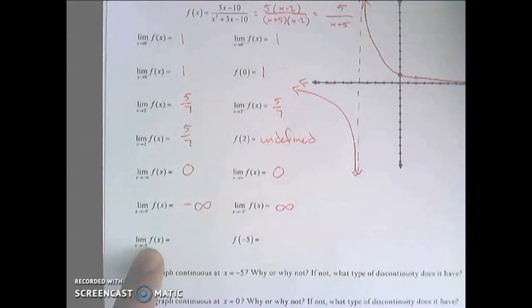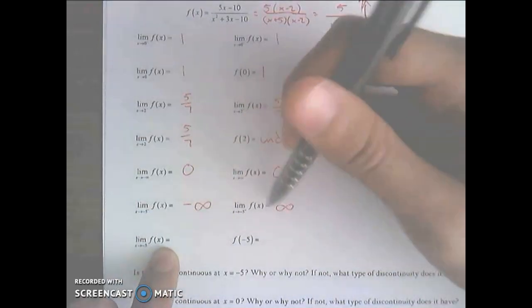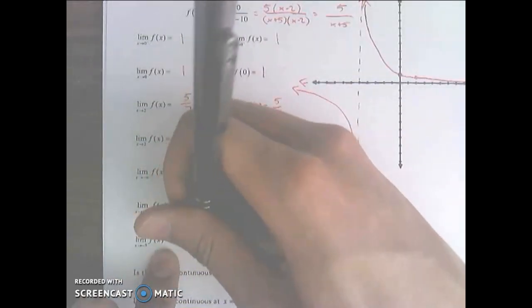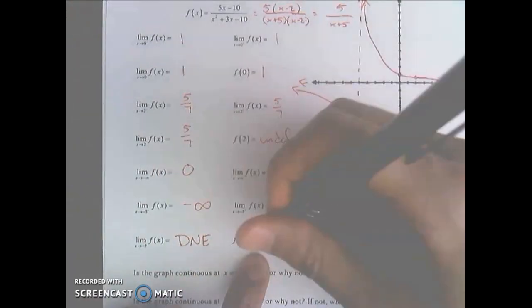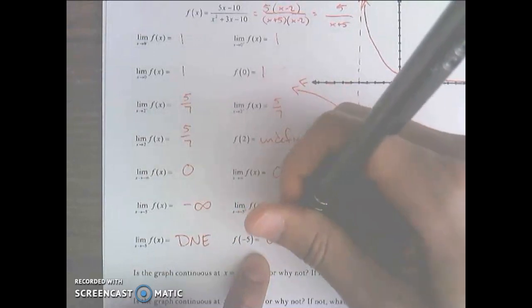And as we're approaching -5 from the positive side, so from the right-hand side, we're approaching positive infinity. As we're approaching -5, just in general, because these do not agree, this limit does not exist. And again, f of -5, that's undefined. We've got a vertical asymptote there.